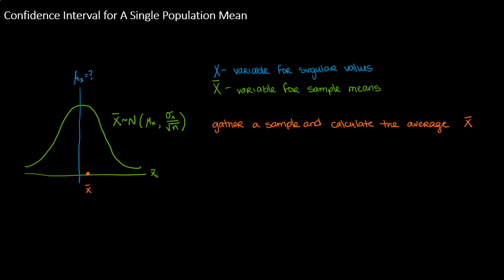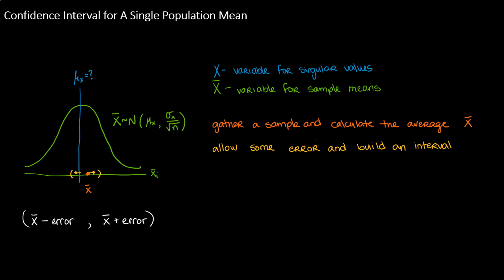Instead, we're going to allow for some error and create an interval, a range of values that we're saying in this interval, the population mean exists. This is what we call a confidence interval. We take a set of data, gather a sample, build an interval around a point estimate, and we say within that interval is the population parameter that we're looking for.